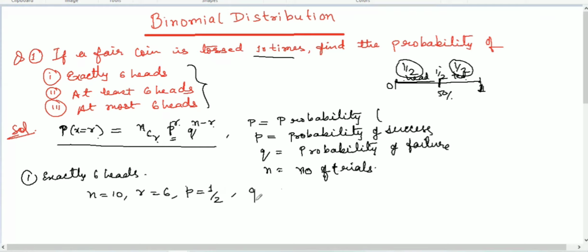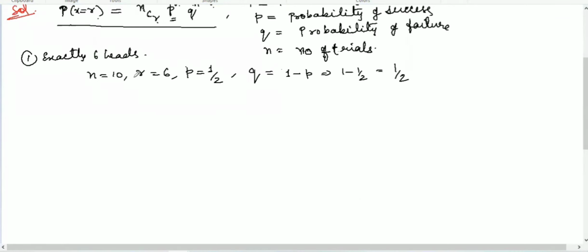And how will we write it down? Probability of failure is always 1 minus probability of success. So write down here, 1 minus half equals q, the probability of failure, which is also half. Now use the formula here. So probability of x equal to exactly 6 heads: we have nCr, so 10C6, half to the power 6 and half to the power n minus r, which is 10 minus 6.